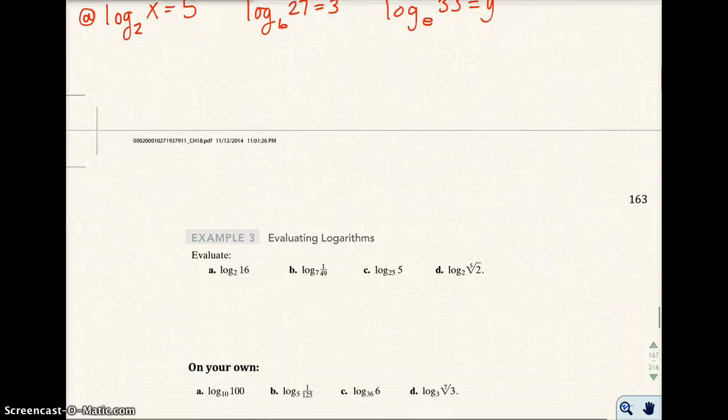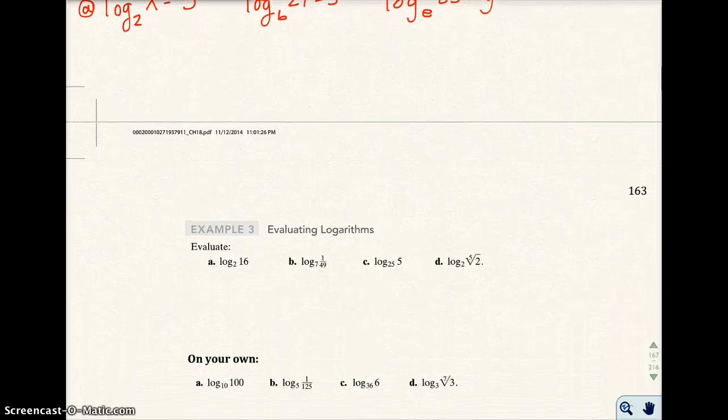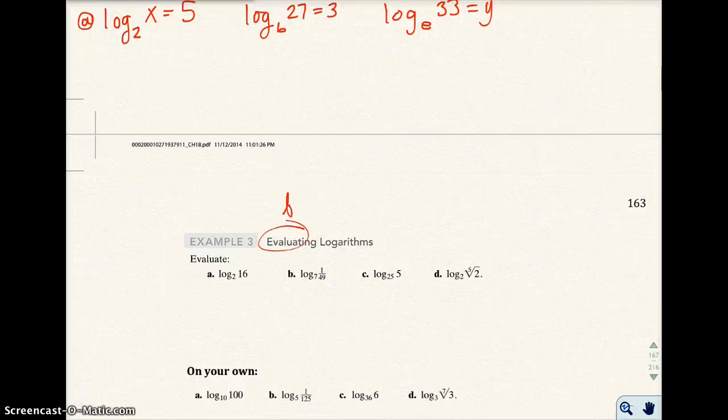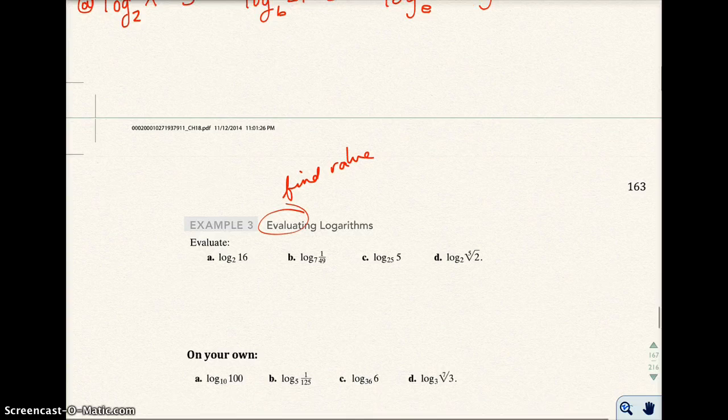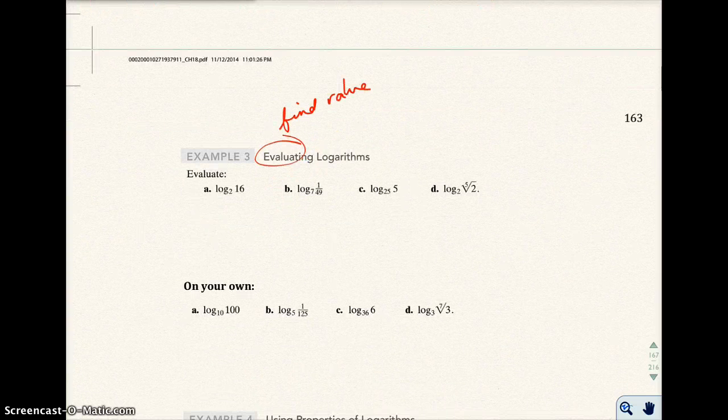Okay, so let's go ahead and do example 3. Now we're going to evaluate. Remember, evaluate means to find a value. So evaluate log base 2, 16, okay? So we got to figure out log base 2, and it's going to equal 16. We got to figure out what goes right here. What exponent can I use?